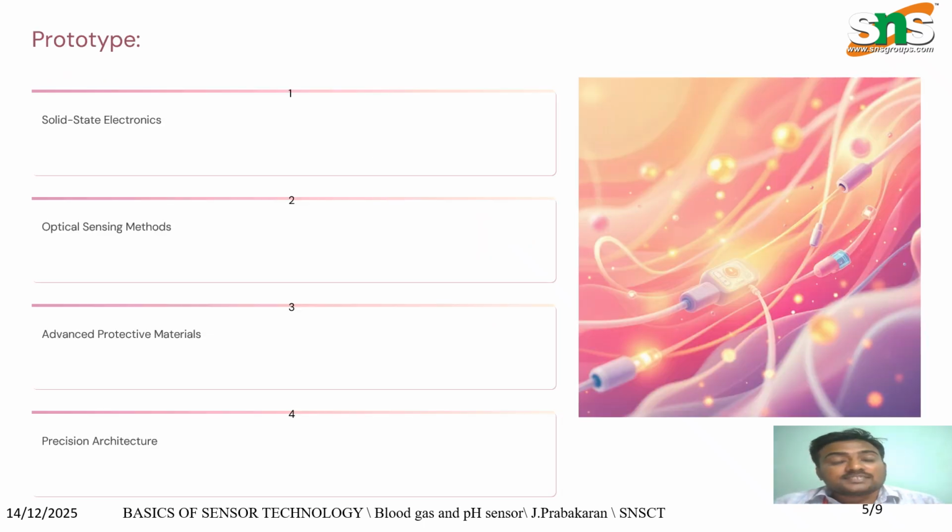The next stage of design thinking is prototype, which means we build modern sensor technologies. Modern blood gas and pH sensors use solid state electronics for accuracy, optical sensing methods to reduce interference, advanced protective materials for safety, and precision architecture for reliable readings. Prototyping allows engineers to test ideas quickly before final production.